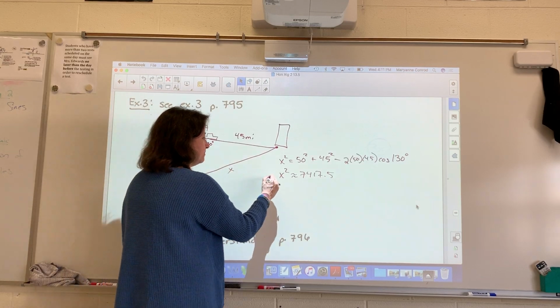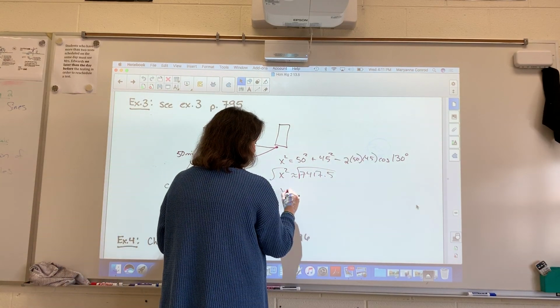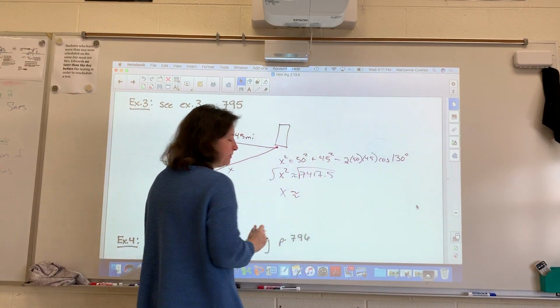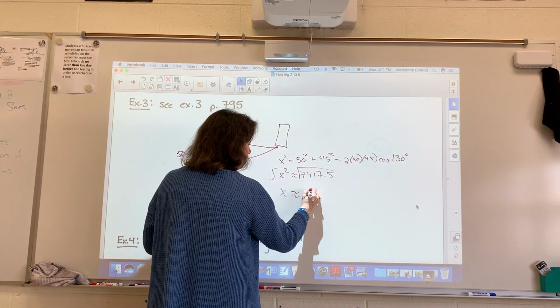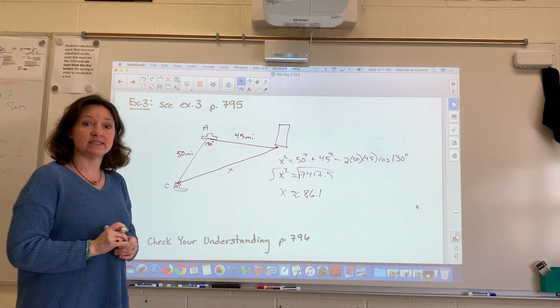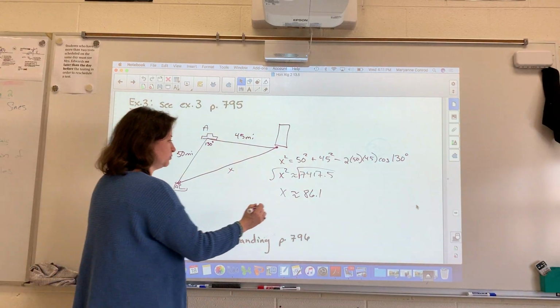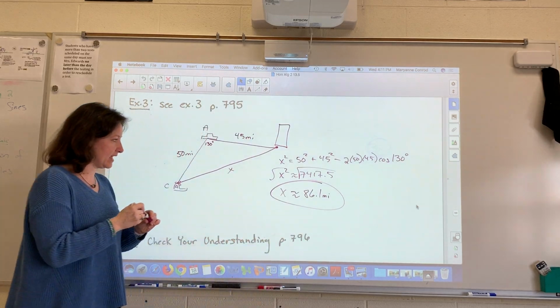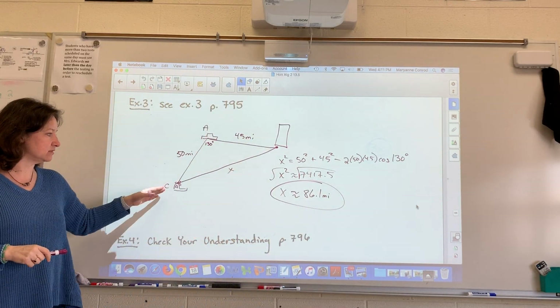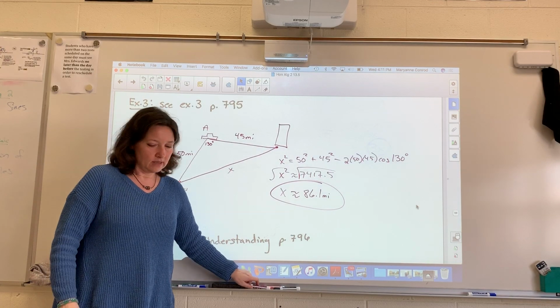And then your last step, square root of both sides. We're talking about distance, so the answer will only be positive, and that comes out to be 86.1. What were my units? That's right, 86.1 miles. So the helicopter has to fly 86.1 miles from the hospital back to home.